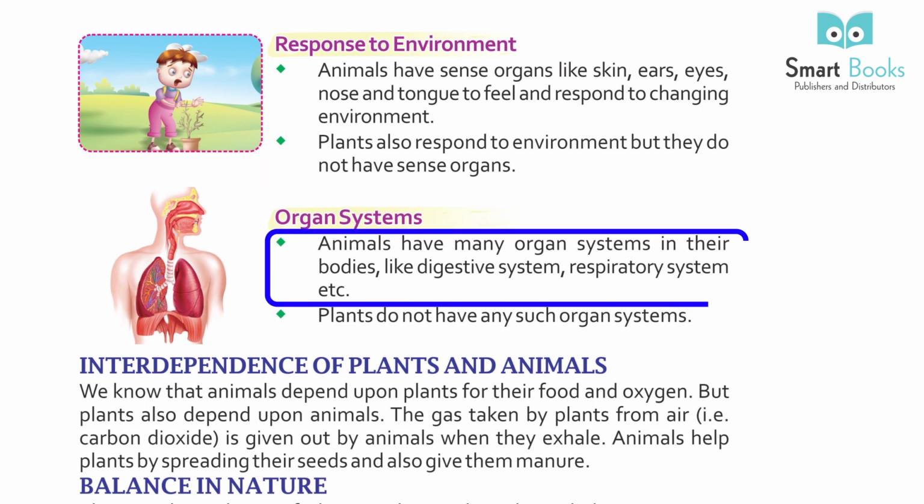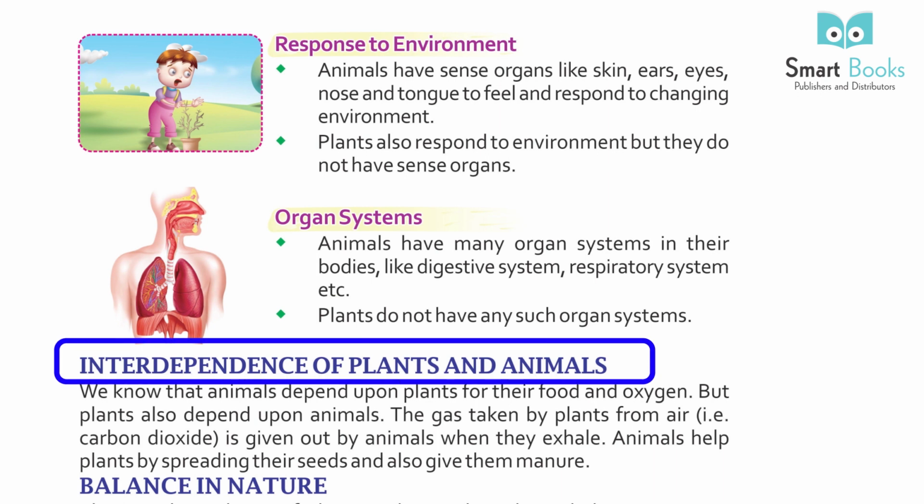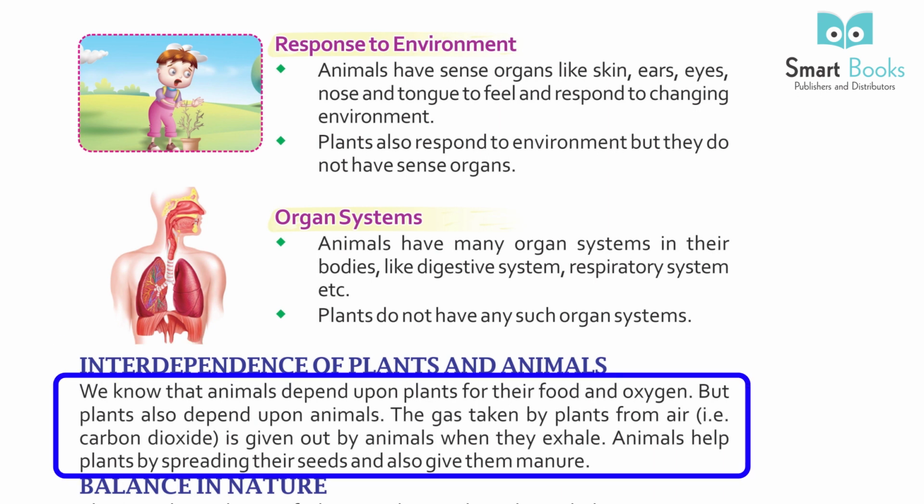Organ systems. Animals have many organ systems in their bodies like digestive system, respiratory system, etc. Plants do not have any such organ systems. Interdependence of plants and animals. We know that animals depend upon plants for their food and oxygen, but plants also depend upon animals. The gas taken by plants from air, carbon dioxide, is given out by animals when they exhale. Animals help plants by spreading their seeds and also give them manure.